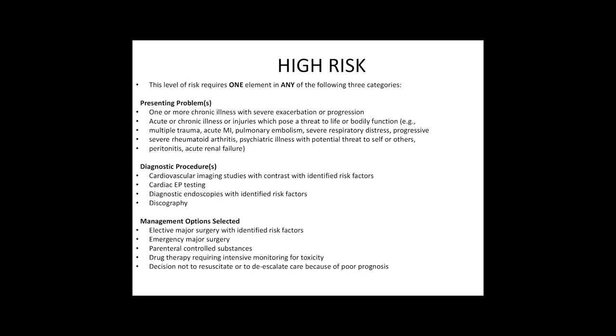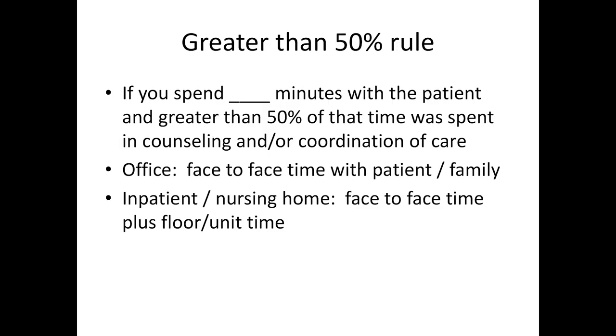Those are the 3 key elements, and I would suggest that the majority of the time you should be basing your decision of E&M code based on the 3 key elements. There is an exception to the rule, and it is what I like to call the greater than 50% rule. Now we can look at those minutes that are all the way on the right-hand side of that grid. If you make your decision based on the 3 key elements of decision-making, the minutes mean nothing. If you bang out a 99203 in 12 minutes based on the 3 key elements, you're fine.